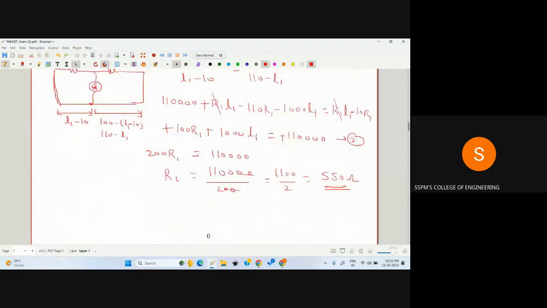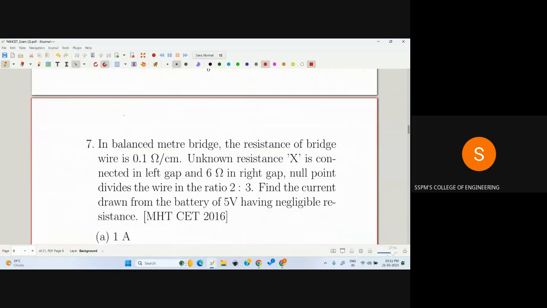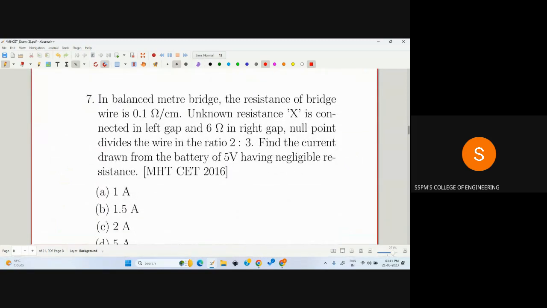You have to apply your logic, then only you can solve. The next example is based on the bridge circuit. The example number 7.